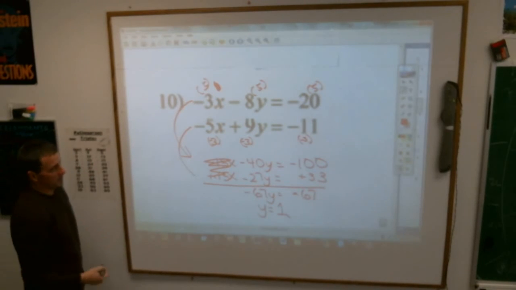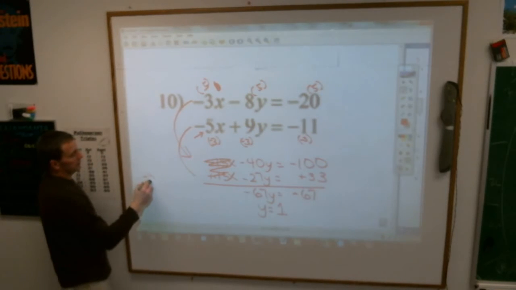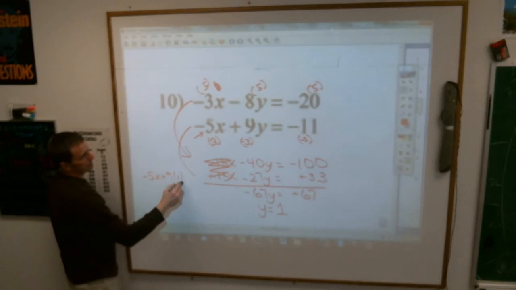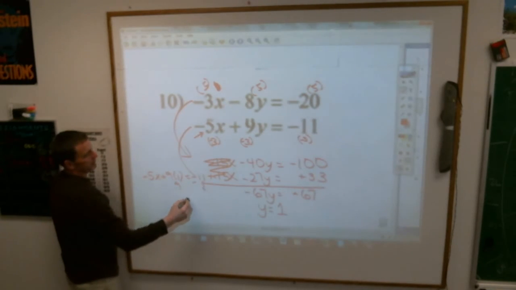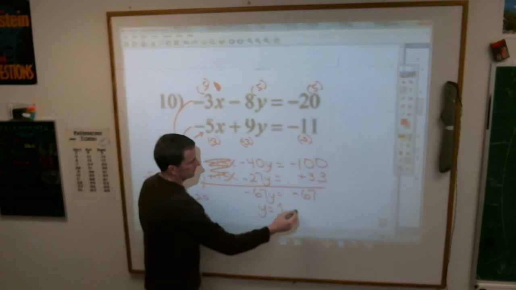And again, like I said, it doesn't matter which one you put it into. I'll put it in this one just because. Negative 5x plus 9 times what we said y was equals negative 11. This is 9, subtract 9, you get negative 20. Negative 5x equals negative 20, divided by negative 5, x equals 4.